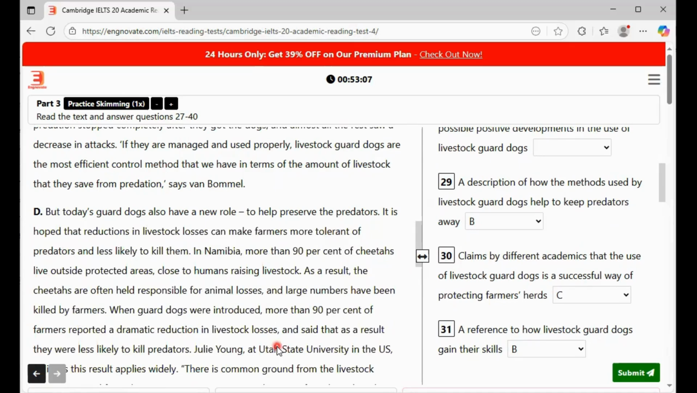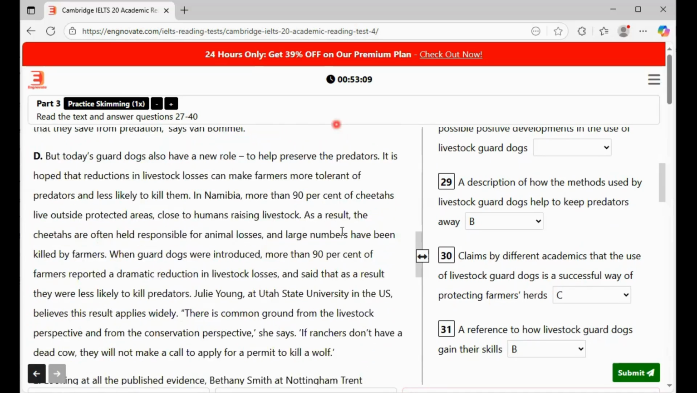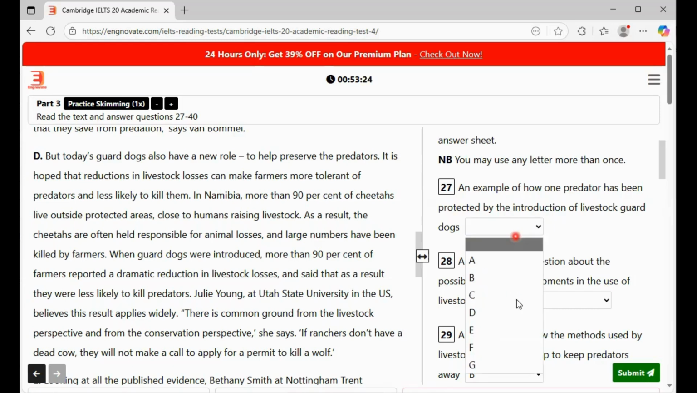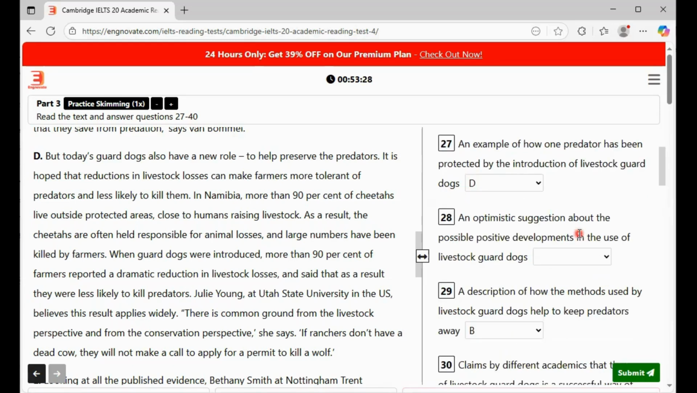Paragraph D now. My time is running out. I've done 53 minutes. Today's guard dogs also have a new role to preserve predators. This is going to be 27. Number 27 is going to be D. I don't need to waste my time. Number 27 is going to be D, to preserve predators.